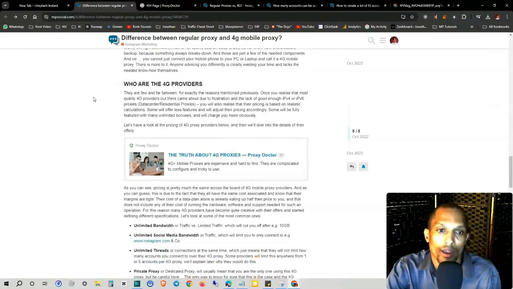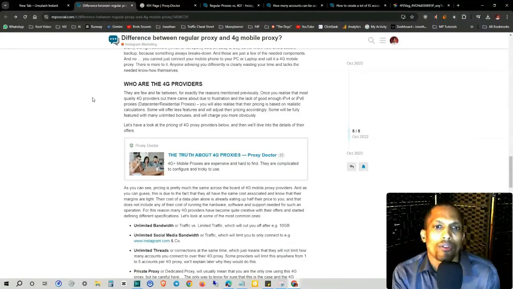So who are the 4G providers? They're few and far between for exactly the reasons mentioned previously. Once you realize that most quality 4G providers out there came about due to frustration and the lack of good enough IPv4 or IPv6 proxies, data center residential proxies, you will also realize that the pricing is based on realistic calculations. Some will offer fewer features and will adjust their pricing accordingly. So he's mainly talking about people who rent out proxies right now. Some will be fully featured with many unlimited bonuses and will charge you more, obviously.